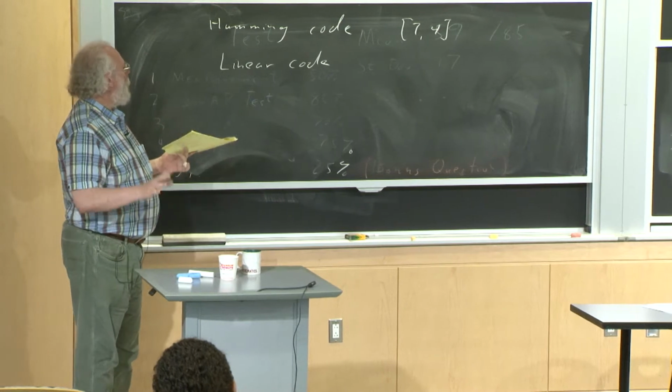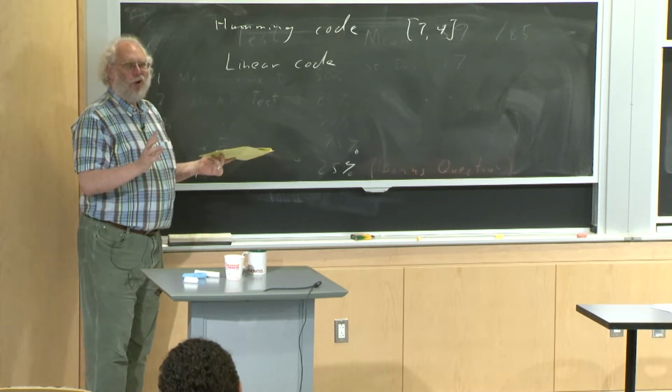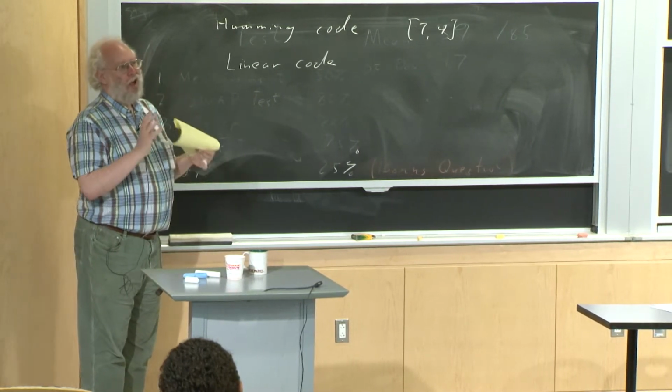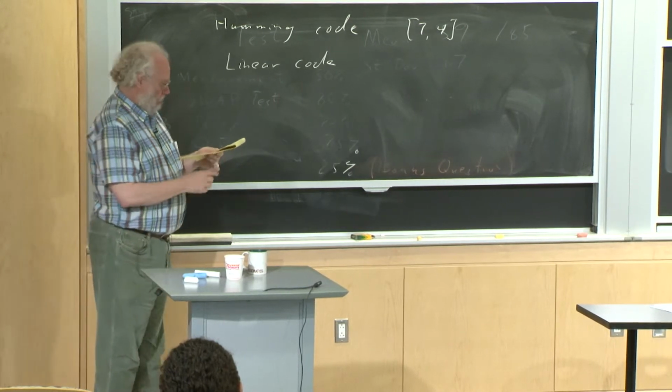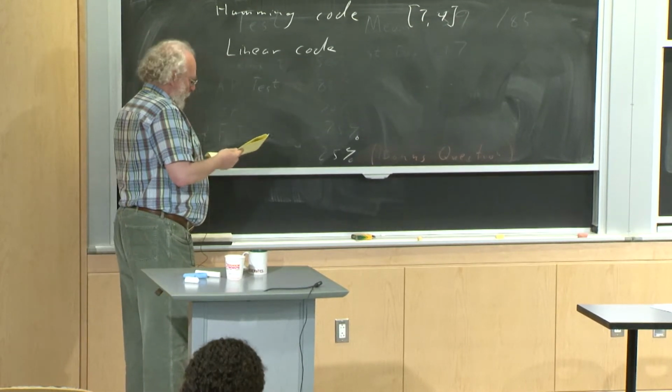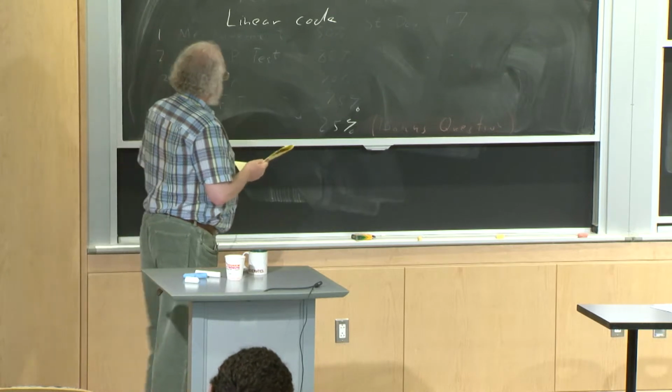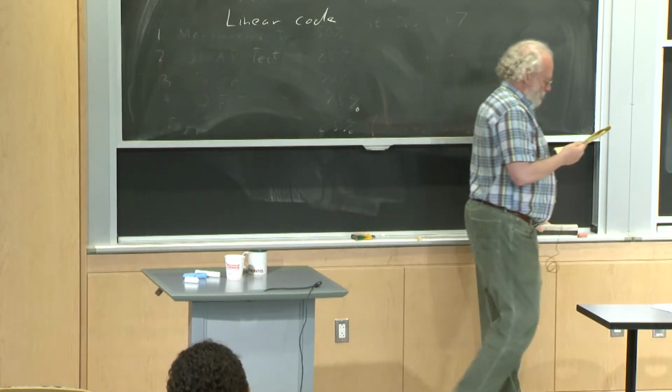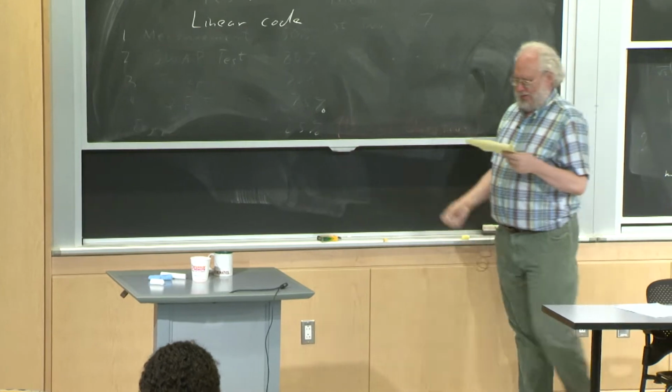So I'm going to tell you what the Hamming code is, why it works, how to encode, how to correct errors, and how to decode. And what is the Hamming code?